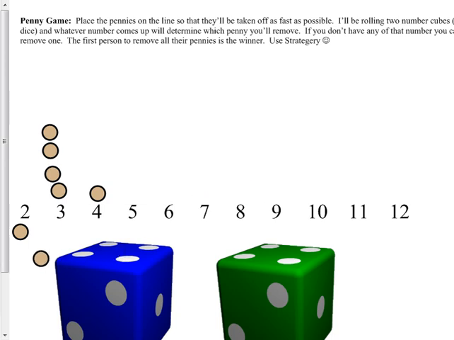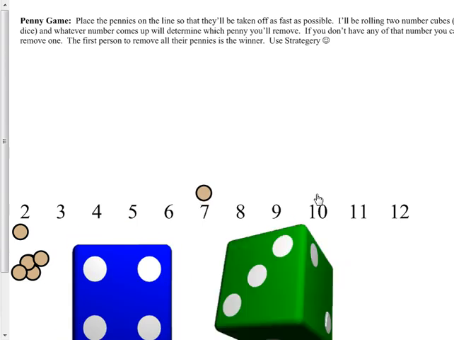Now, I'm going to be doing the opposite, actually. I'm going to be putting a penny, or these imaginary pennies, up on the spots that I rolled, just to show you if there's a pattern or not. All right. Now, why am I not using these big dice? Because this does not count.